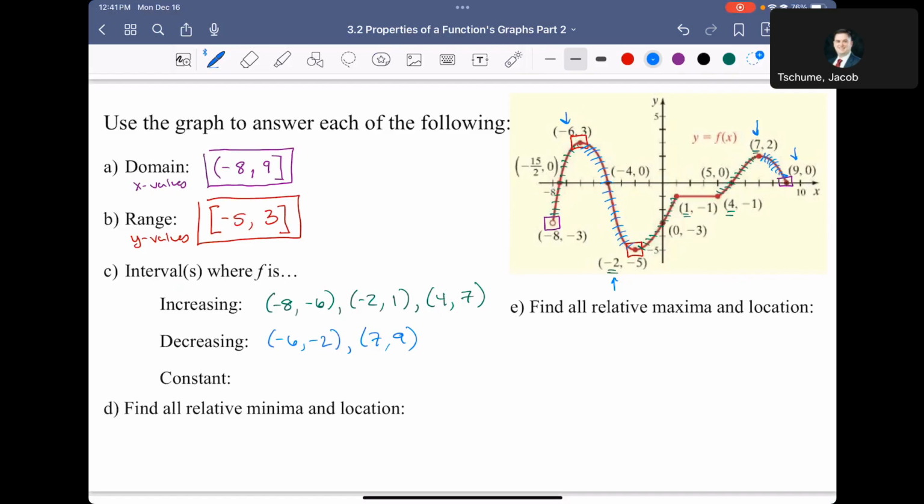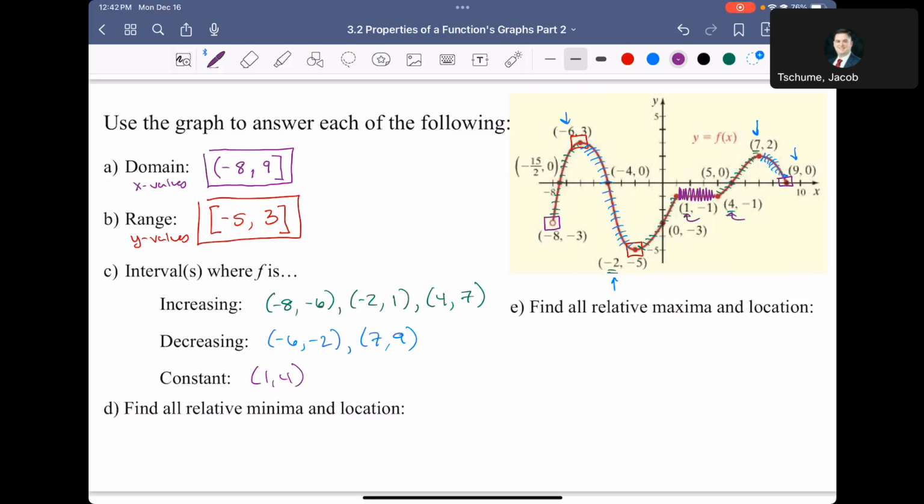Finally, and I'm going to go back to purple here, we want to find our constant interval. So that's the section of the graph that's not going up or going down, it's just flat. And that occurs right here in the middle. And so this one has a constant value that starts at 1 and it ends at 4. So your only interval of constant is between 1 and 4.